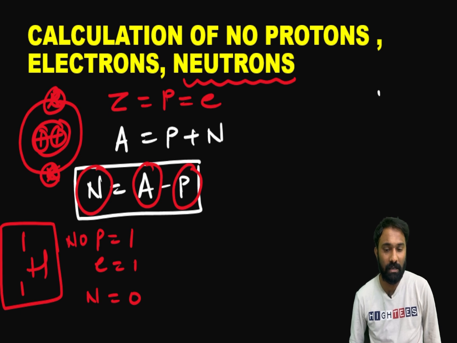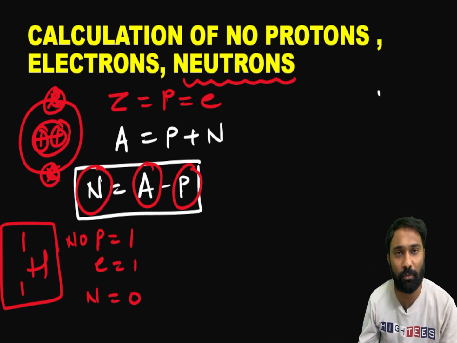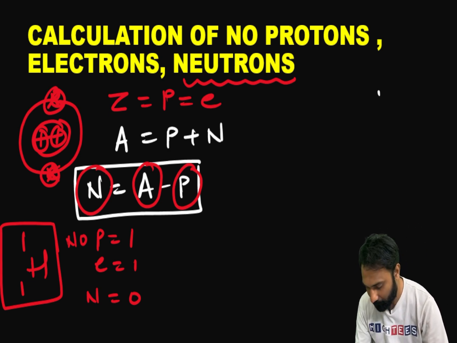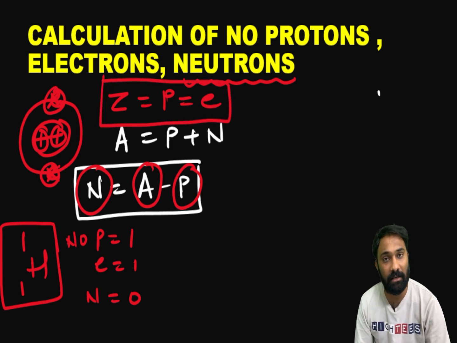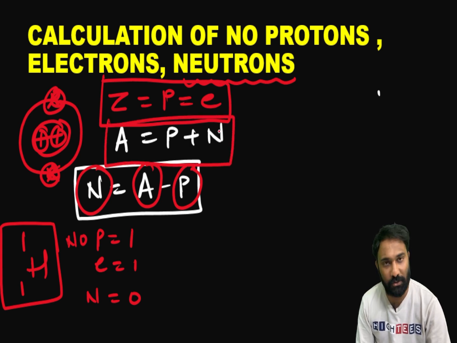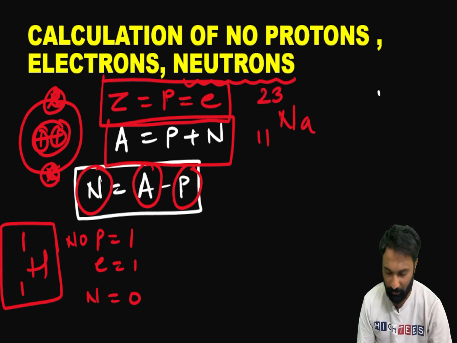Now, if molecules or compounds are given, how do we identify the number of protons, neutrons and electrons? Here you can see, the atomic number will be equal to the number of protons, and the number of protons will be equal to the electrons. Then the atomic mass or mass number will be equal to protons plus neutrons. That's the reason, if sodium is given, the representation of the element is in this manner. For this sodium, how many protons, neutrons and electrons are there?